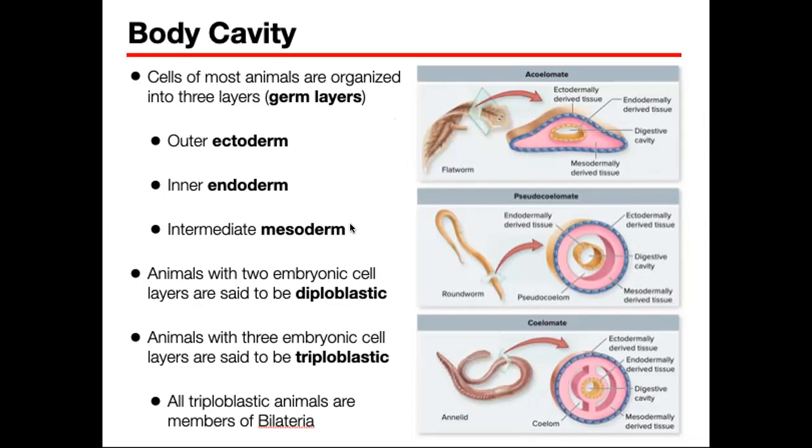And animals with two embryonic cell layers only, ecto and endoderm, are an example of diploblastic organisms. And if an animal contains 3 embryonic cell layers, that's what we call triploblastic. And all triploblastic animals are members of, or are, bilaterally symmetrical animals.